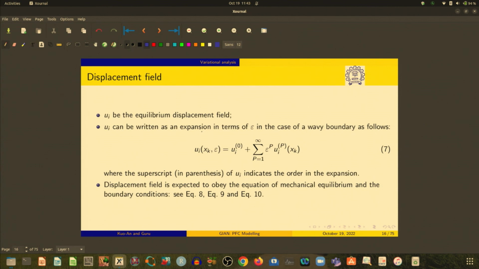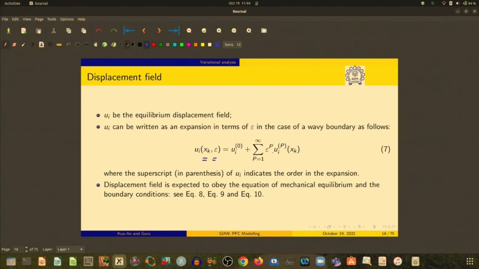Now, I am going to assume that the u_i can be written as an expansion in terms of the disturbance parameter for a wavy boundary. So, u_i, which depends on the position x and the disturbance parameter epsilon, is some u_i^0 plus the summation from p equals 1 to infinity of epsilon to the power p u_i^p at x_k. So, this is the expansion that I am going to write in terms of the disturbance parameter.